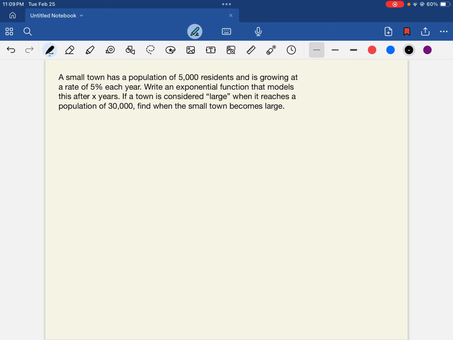We're going to start by writing the function. Now, when we have an exponential function, every exponential function follows the form a times b to the x, where a is your initial value and b is your constant ratio.